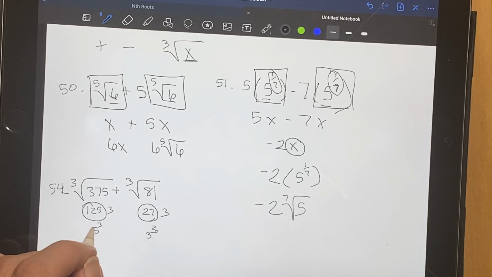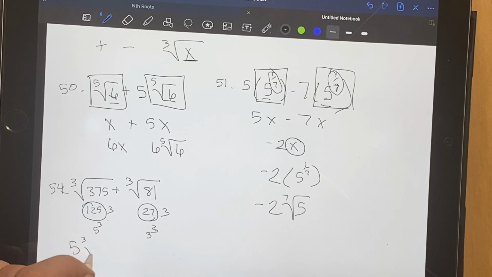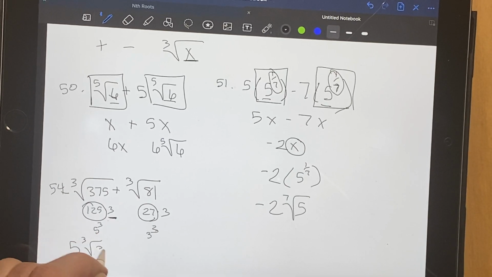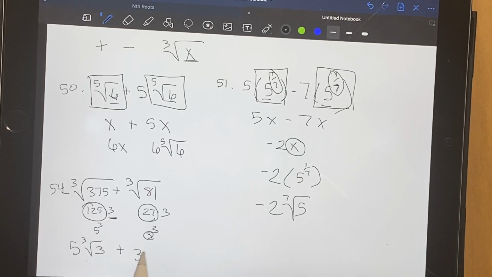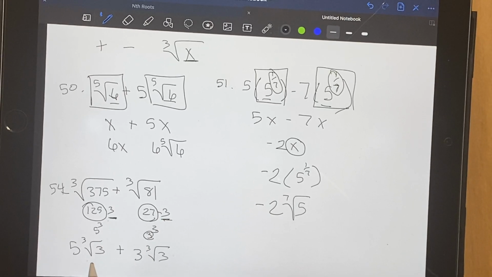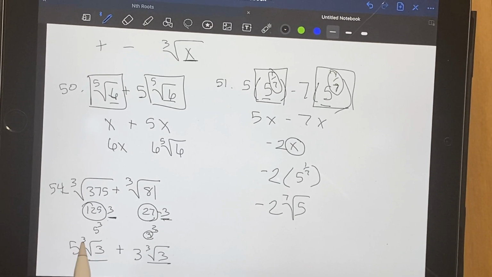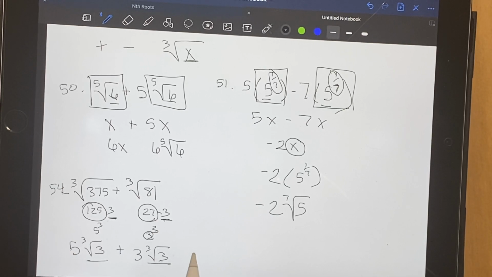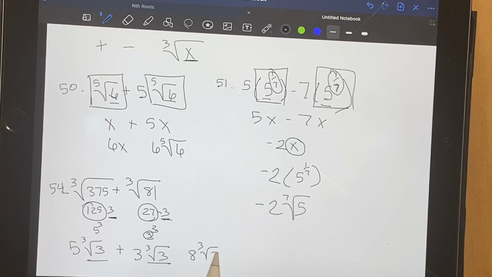So in this case, I have 5 cube roots. My 3 was left over, plus my 3 comes out, 3 cube roots, and my 3 here was left over. So now I do have like indexes, like bases. 5 plus 3 gives me 8. 8 cube roots of 3 for that.